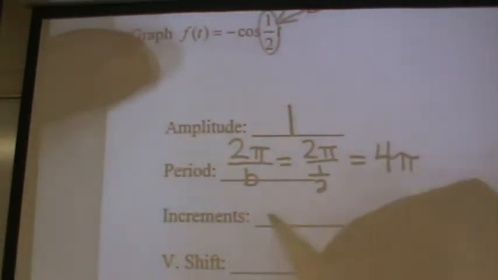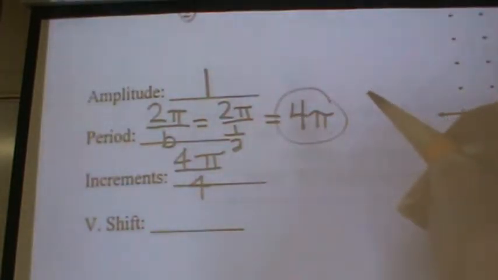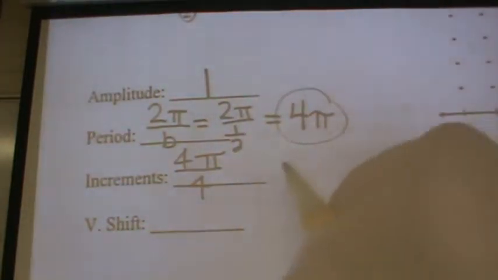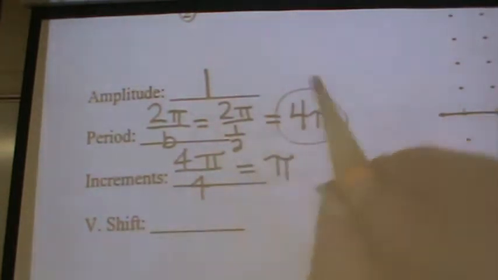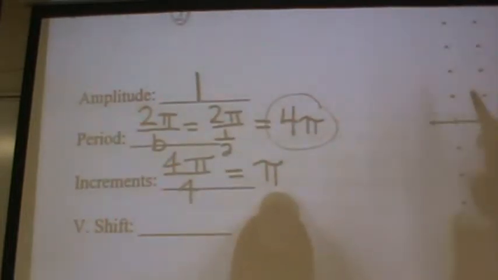Now, how do you do the increments? How am I going to number my graph? Well, you take this period and cut it into 4 increments, because there are 4 increments for the sine and cosine graph. So each increment, instead of being pi over 2, is pi. So this is how you're going to count: pi, 2 pi, 3 pi, and then 4 pi. And then negative pi, negative 2 pi, negative 3 pi, negative 4 pi.